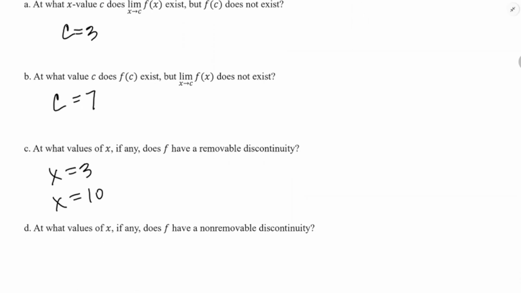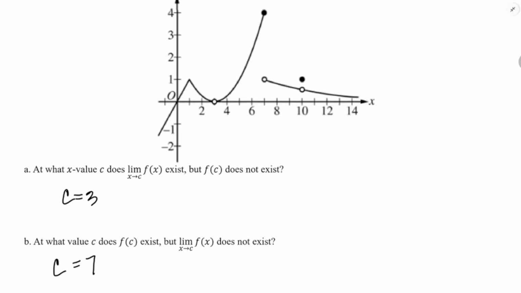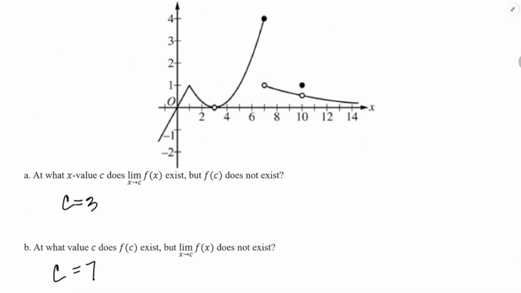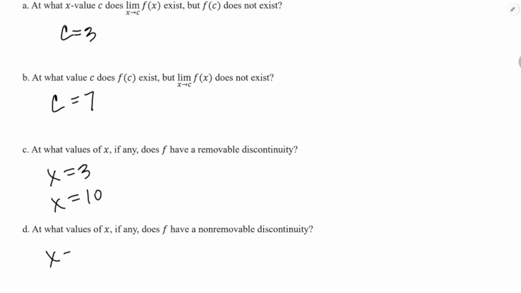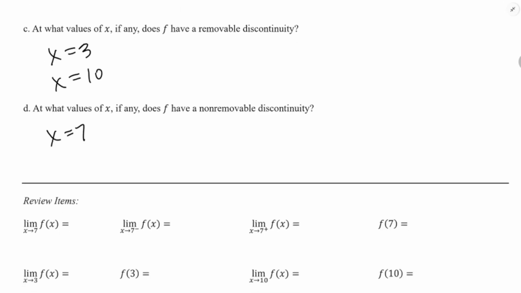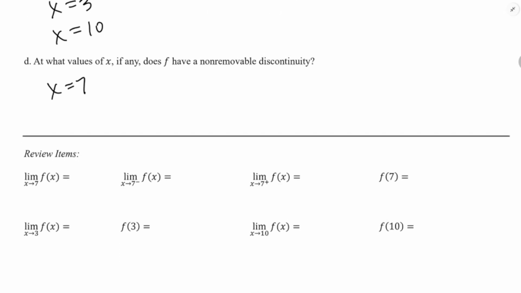And then at what values of x, if any, does f have a non-removable discontinuity? So it would be a jump or a vertical asymptote. That's going to be x equals 7. Okay, that was nice. And now we'll do some review items.